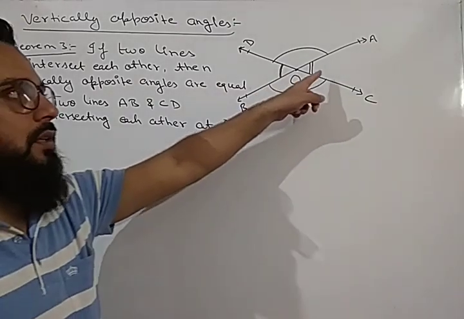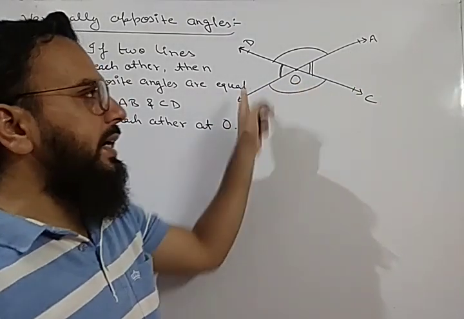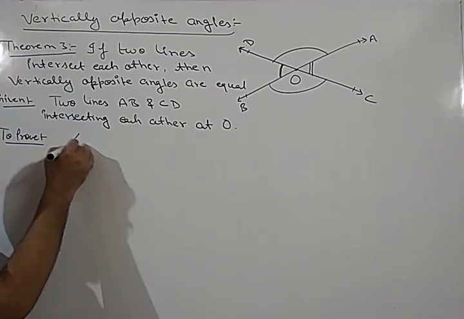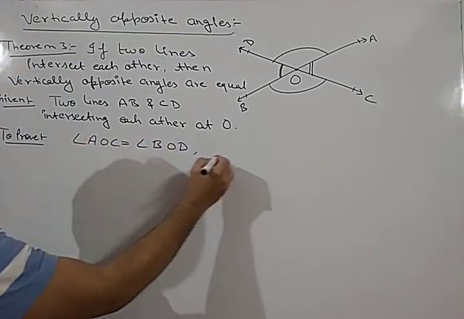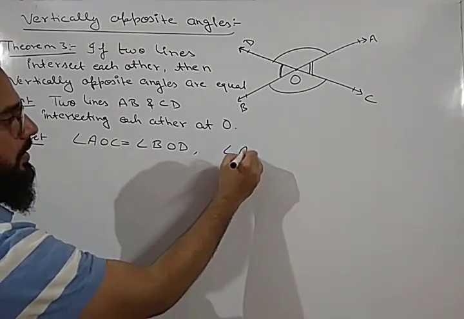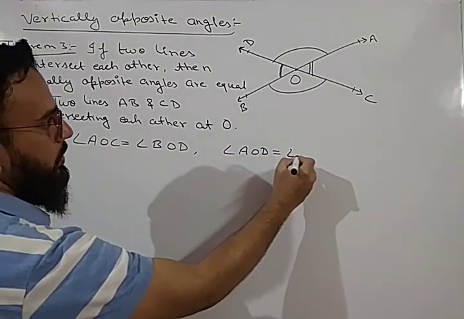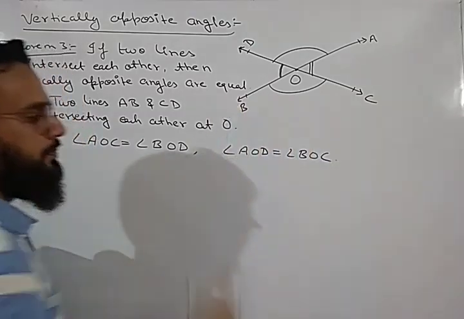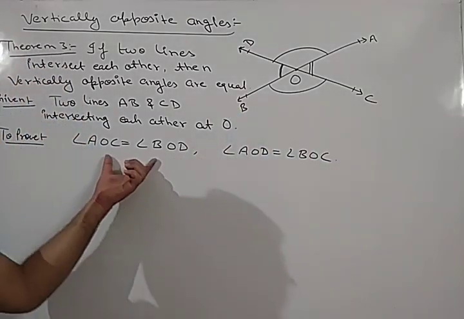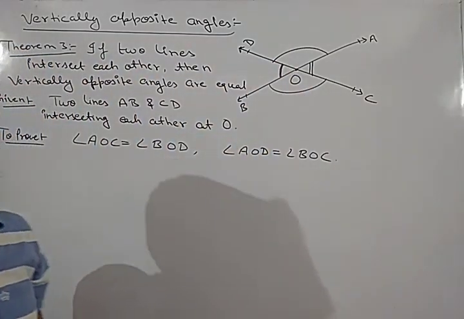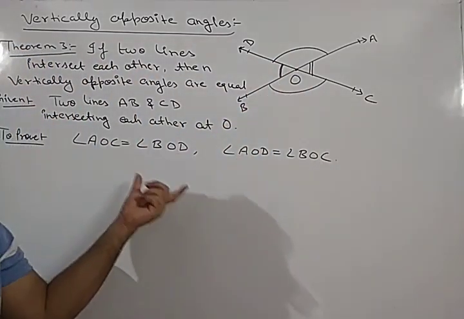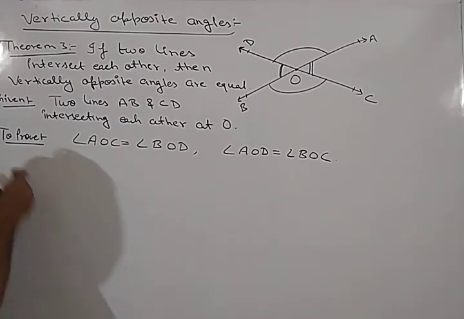What are the vertically opposite angles? Angle AOC and angle BOD. We have to prove that angle AOC is equal to angle BOD, and second, that angle AOD is equal to angle BOC. Both pairs are vertically opposite angles, so we have to prove them equal. Now coming to the proof.